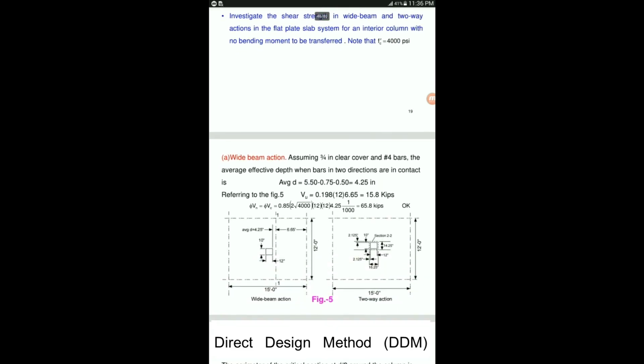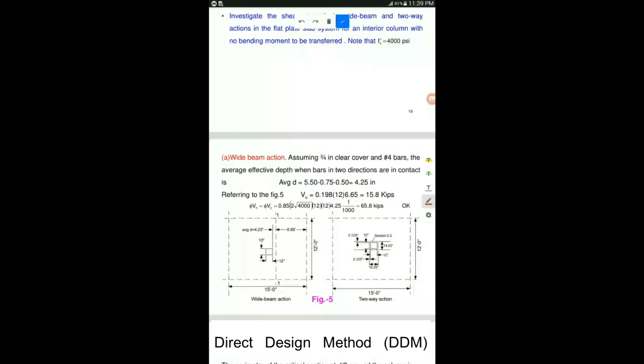This is the same numerical which we were doing, so the last part will be covered here, in which we will investigate the shear strength considering both wide beam action and two-way action in this flat plate slab system. First we will calculate the average value of d, because this is one of the things which we will require in order to calculate both one-way and two-way shear actions. Because the given slab thickness was 5.5 inches, you subtract the clear cover of 0.75 which we have assumed, and because there was a number 4 bar, you subtract the diameter of this bar. Ultimately you get the average d, which is equal to 4.25 inches.